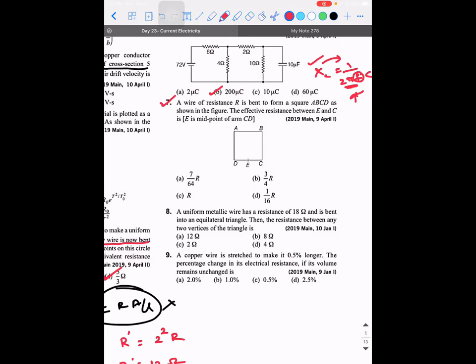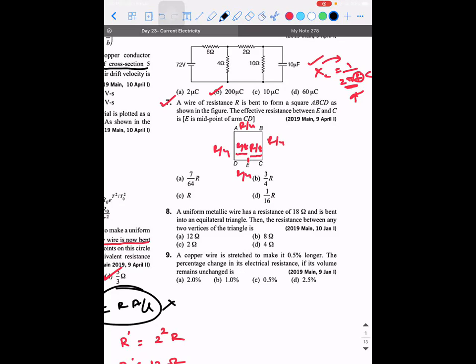That is bent to form a square. So each resistance is going to be R by 4, because the area of cross section is not disturbed. When E is the midpoint, how much will be the resistance of this portion? It will be R by 8 and this will also be R by 8. Guys, any doubt in this?